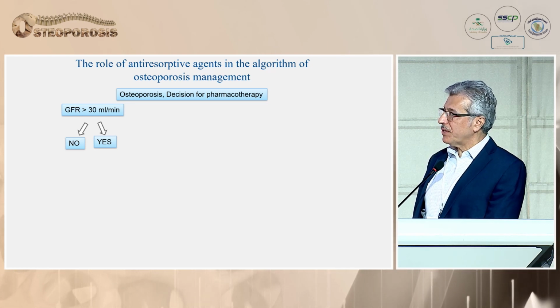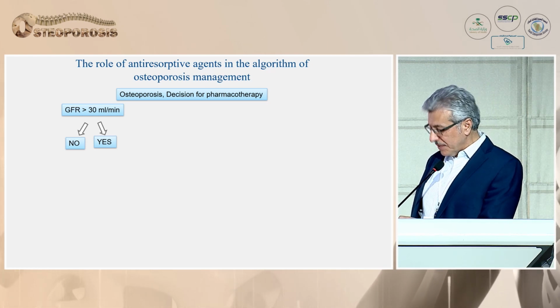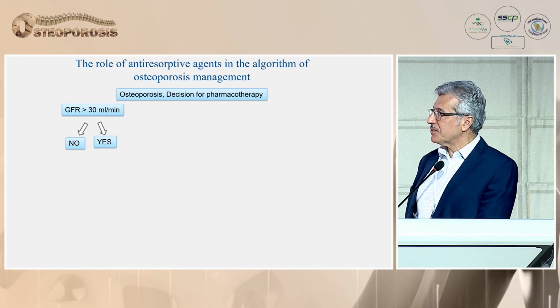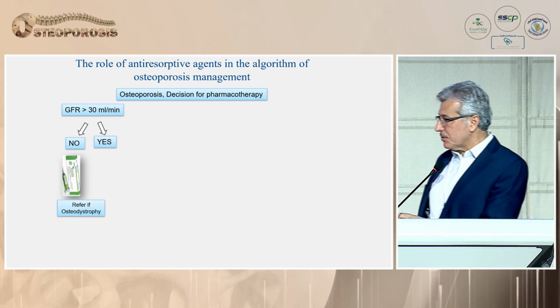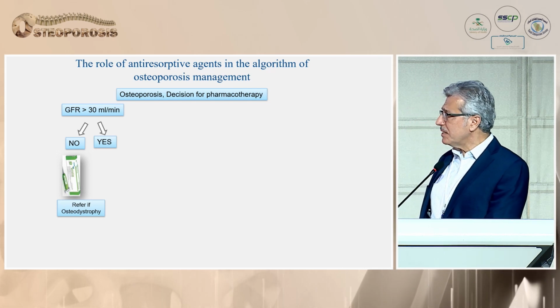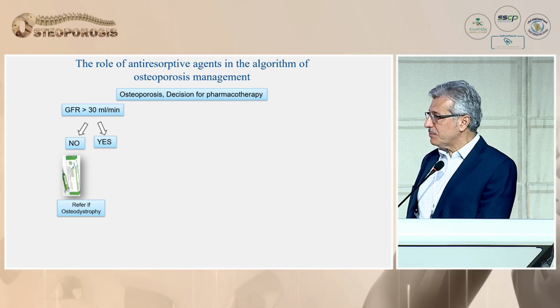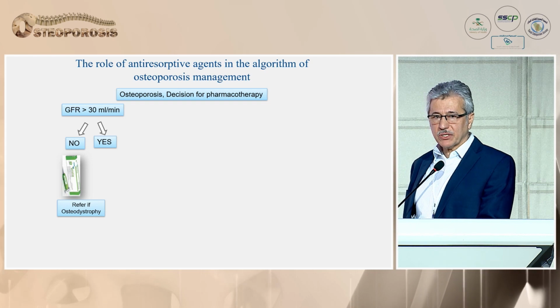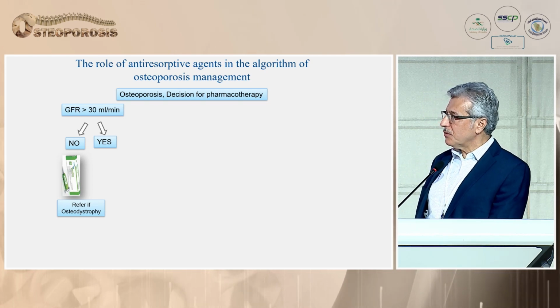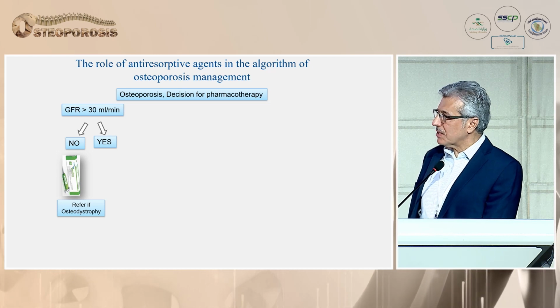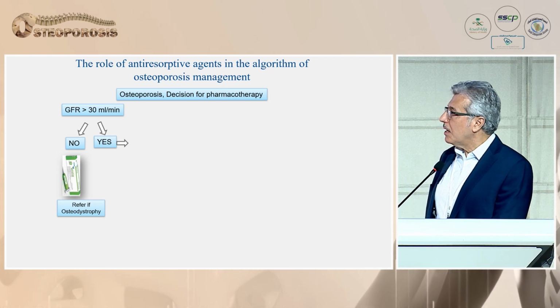Is GFR more than 30? If it's not, then bisphosphonate cannot be used in this group, and we might consider denosumab. However, we have to be careful with those renal patients, especially with renal osteodystrophy, and we might have to refer those patients to a specialist like an endocrinologist.